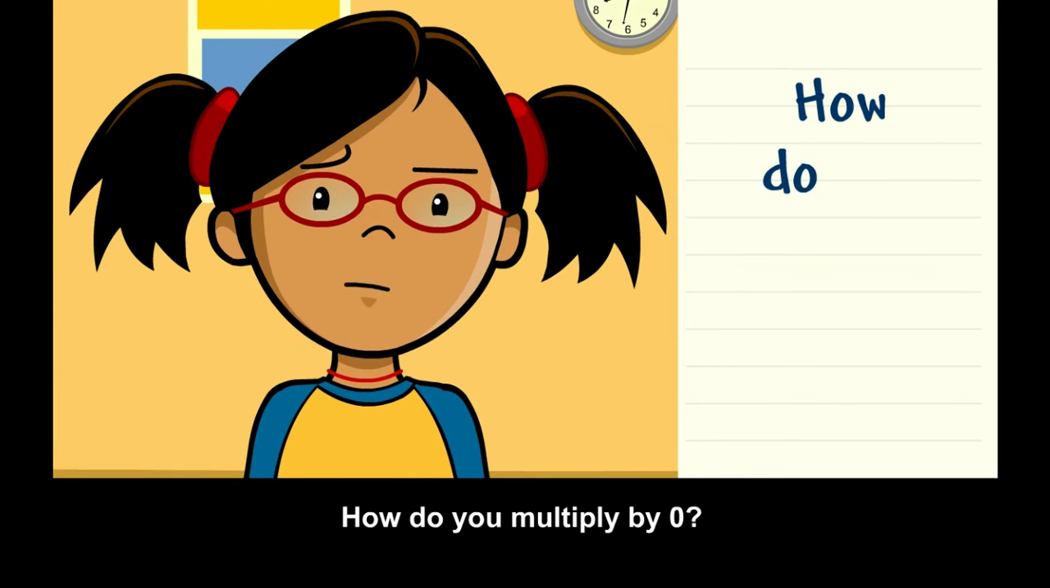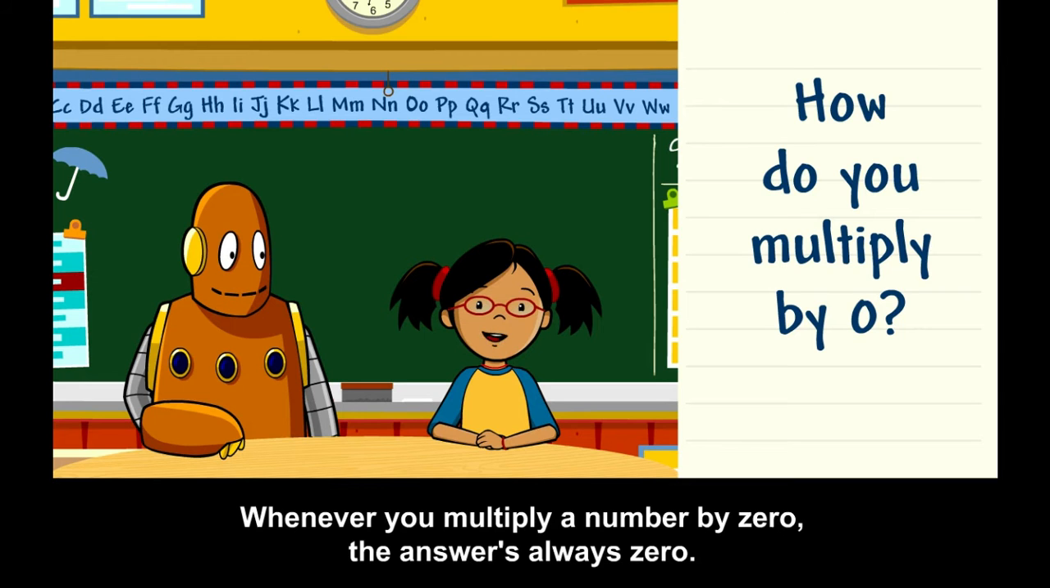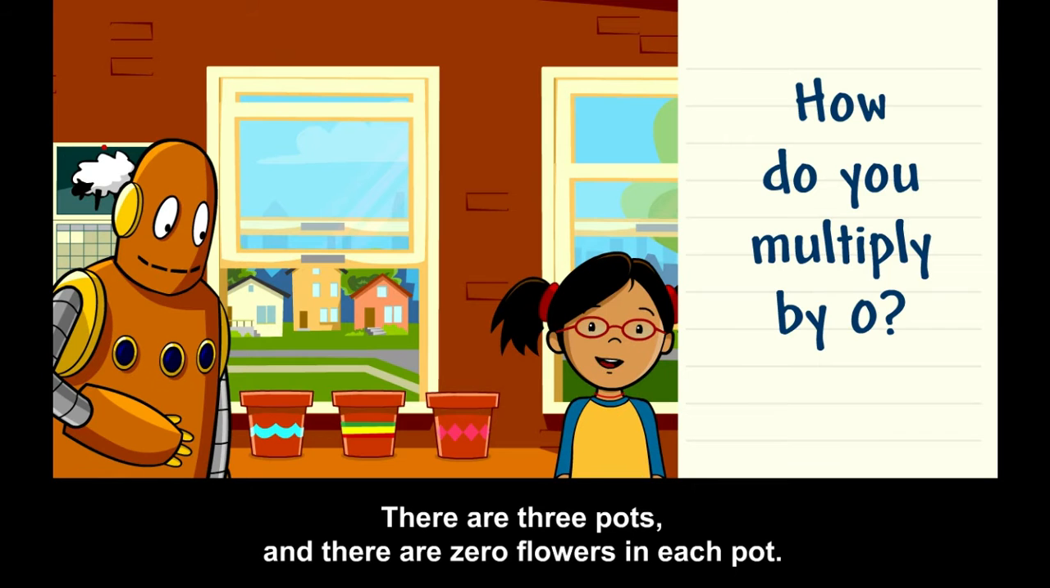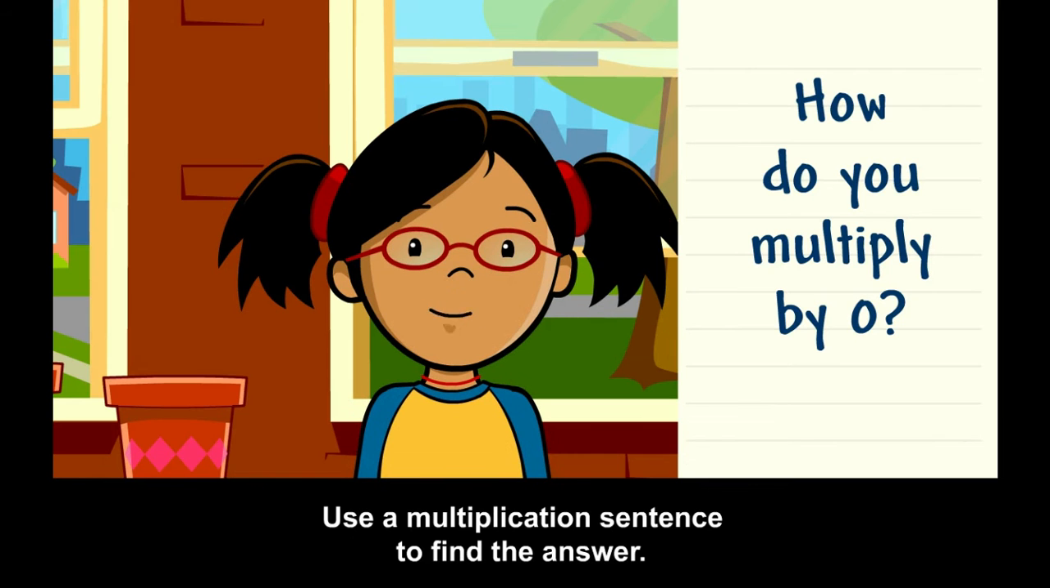How do you multiply by 0? Whenever you multiply a number by 0, the answer's always 0. There are 3 pots, and there are 0 flowers in each pot. How many flowers are there? Use a multiplication sentence to find the answer.